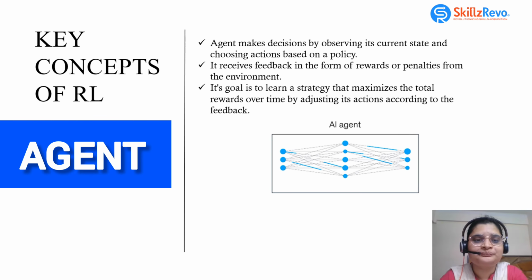The agent. An agent in reinforcement learning is the decision-making entity responsible for taking actions in the environment. It interacts with the environment by observing its current state, choosing actions based on the policy, and receiving feedback in the form of rewards or penalties based on those actions. The agent's objective is to learn a strategy that maximizes the total cumulative reward it can achieve over time by adjusting its actions according to the feedback received.